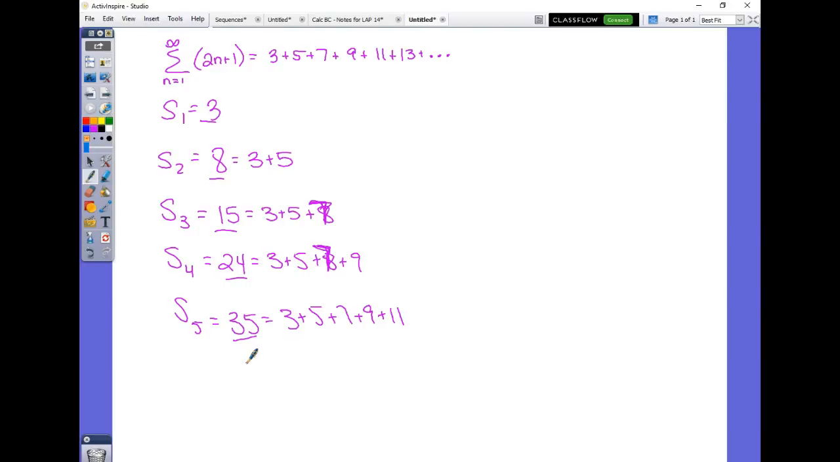Hey, look, this looks like it's diverging because the distance between each one of these sums keeps growing, right? So when we look, this will probably diverge. In fact, it does.